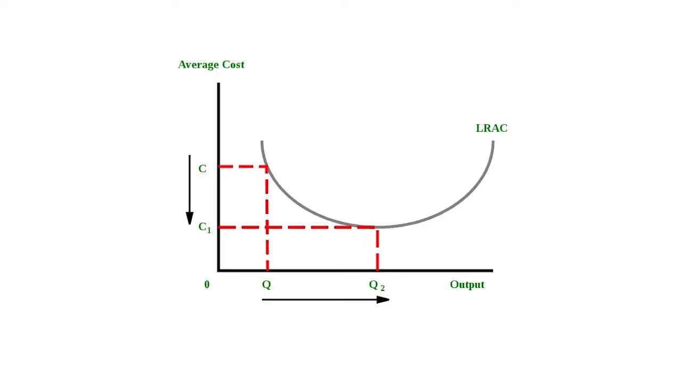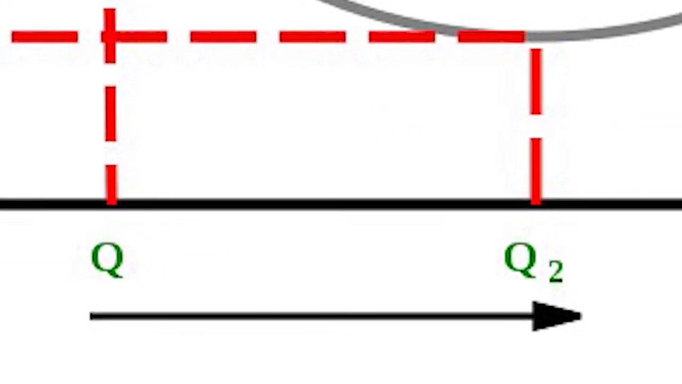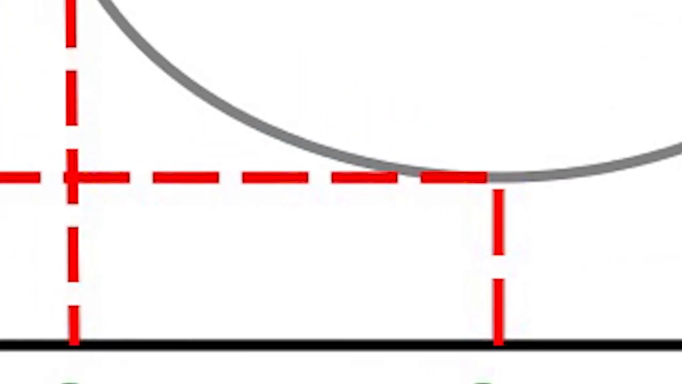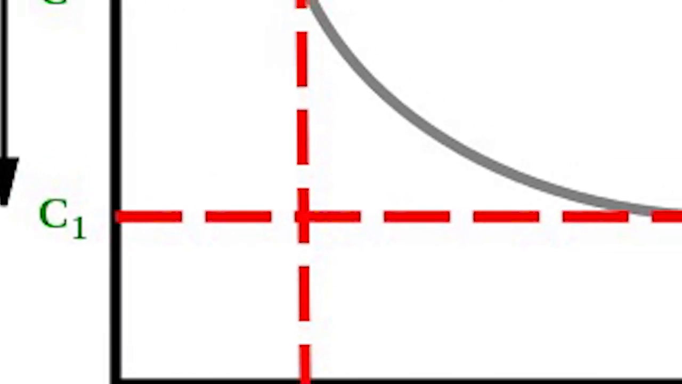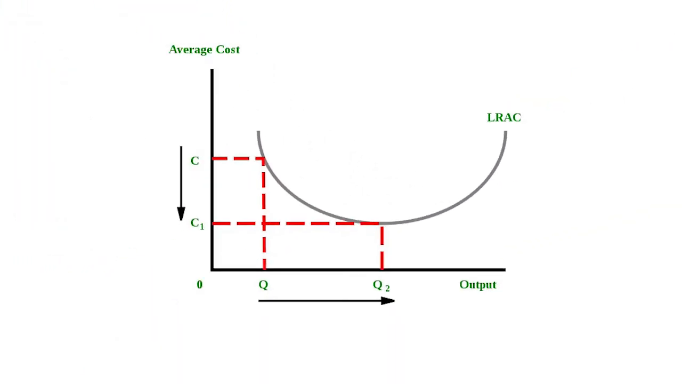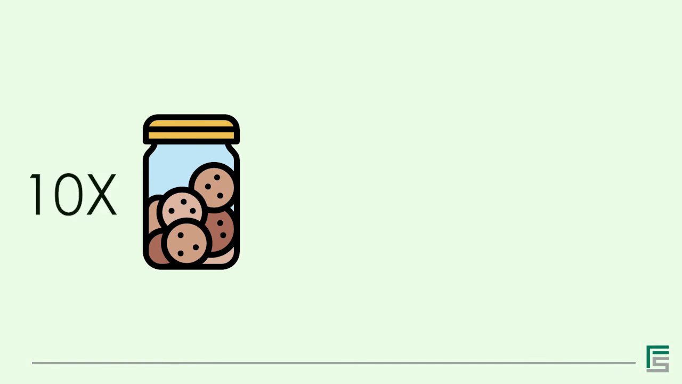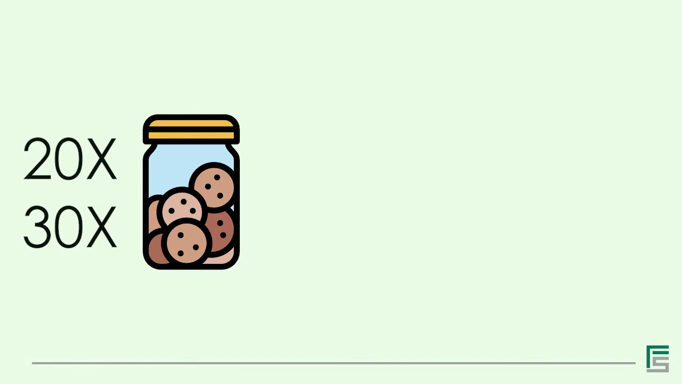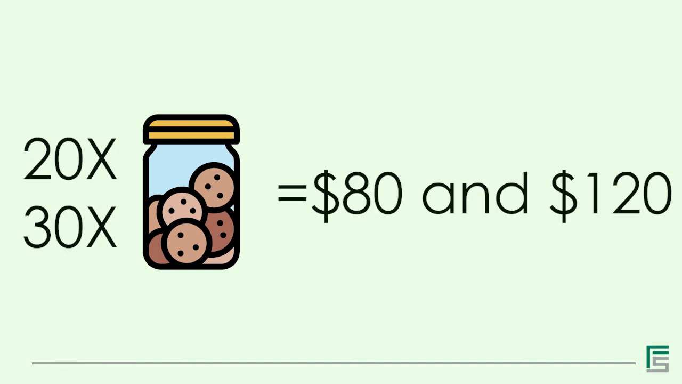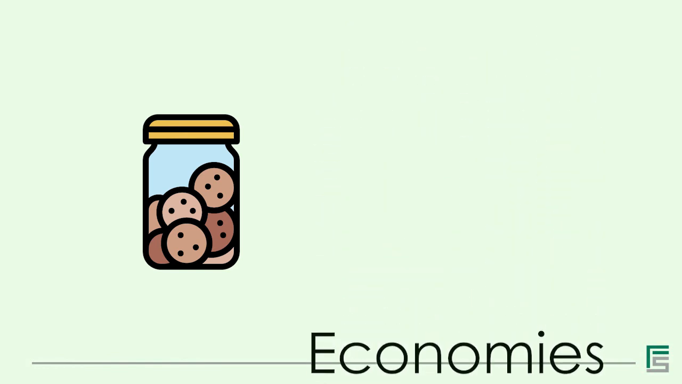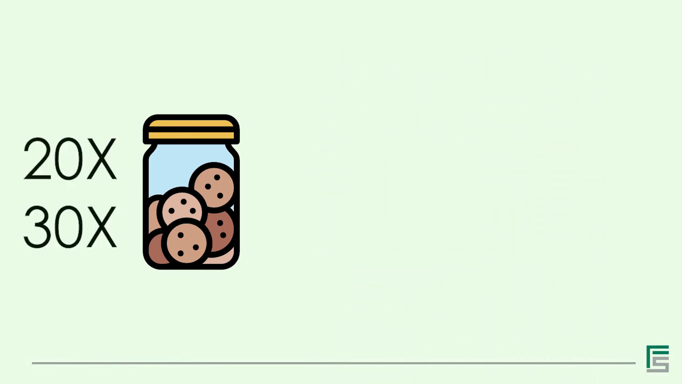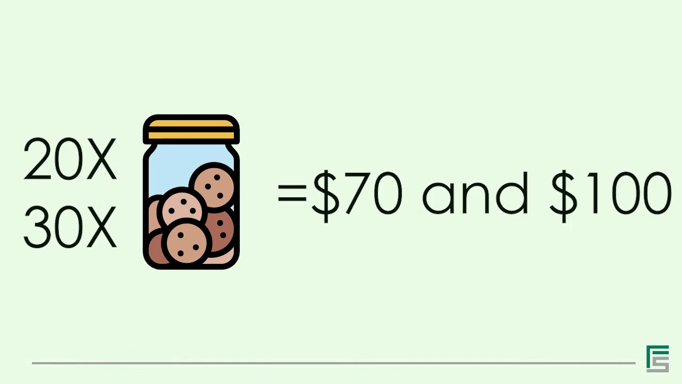As you can see, as we increase the output from Q to Q2, the cost decreases from C to C1. This results in a lower long-run average cost. For example, the cost of producing 10 jars of cookies is $40, so the cost of producing 20 jars and 30 jars should be $80 and $120 respectively. However, with economies of scale, we can sell 20 jars and 30 jars with, let's say, $70 and $100.